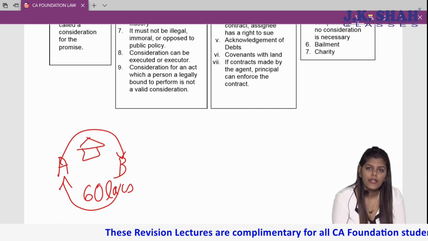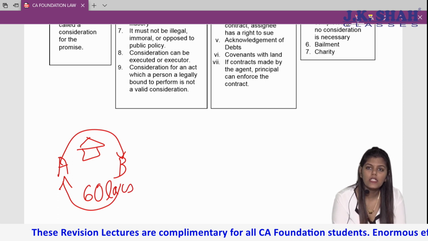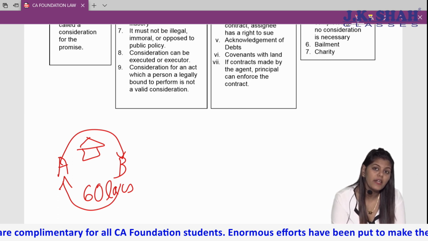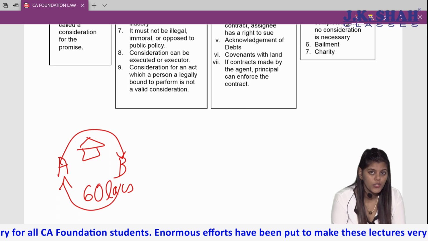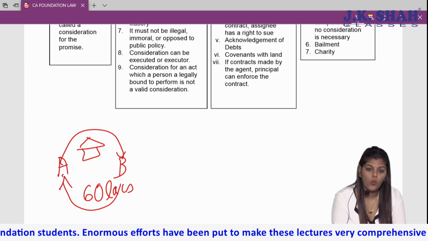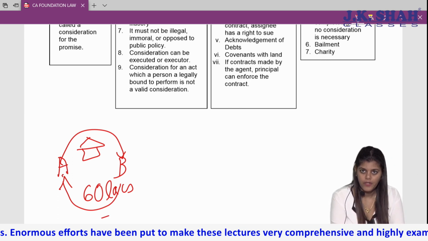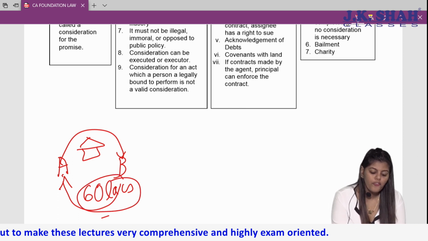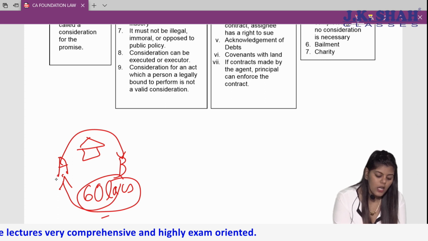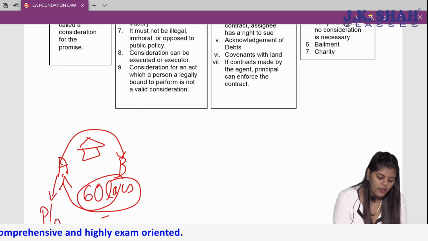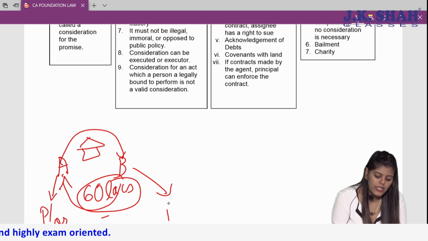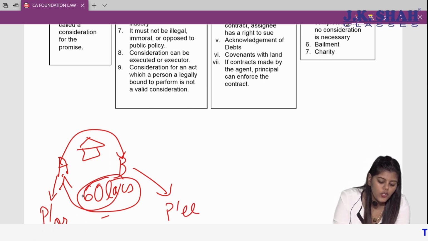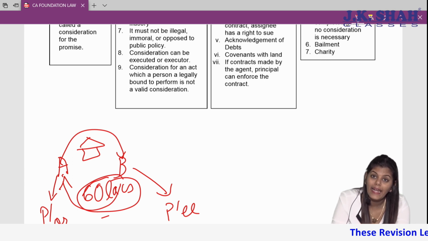Who is selling the house? A. For how much is he selling? 60. Who will decide for how much my house should be sold? A. Because it's his house which he is selling. So A will decide what consideration he should get. What is consideration for A? 60 lakhs. Since the offer has been accepted, it is now a promise. So A is the promisor, B is the promisee. So first, this consideration of 60 lakhs has been decided by A.